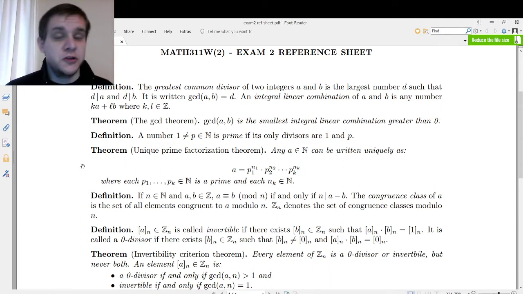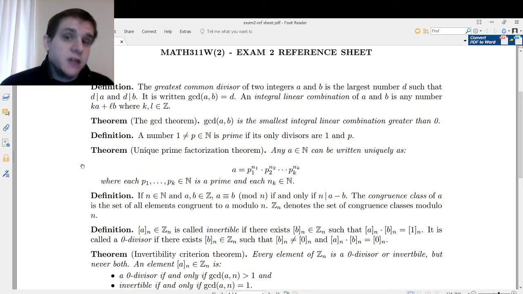And so the first crucial definition we introduced was this greatest common divisor, which is the largest number that divides both A and B. And the first main theorem we proved, in fact we proved it during one of the Wednesday problem sessions, was that the GCD is always an integral linear combination of the 2 numbers, and it's the smallest one. And that's what I'm going to call the GCD theorem. So if you want to use this theorem in your proofs, you should cite it as the GCD theorem.